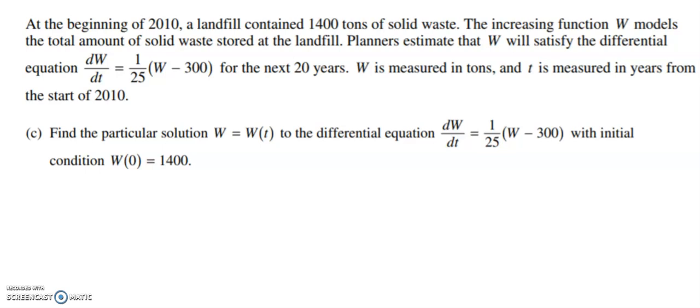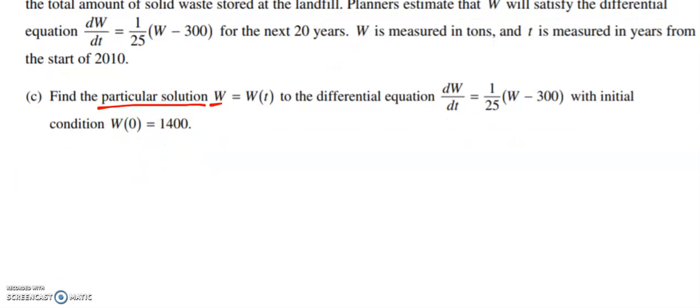And then part C, the one that everyone likes to just jump to. Find the particular solution W. Okay, so W has to be by itself. That's important there. To the differential equation with the initial condition W of 0 equals 1400. So remember, our steps for these ones are always to start by separating our variables. I'm going to write this out. You don't have to actually write the steps.